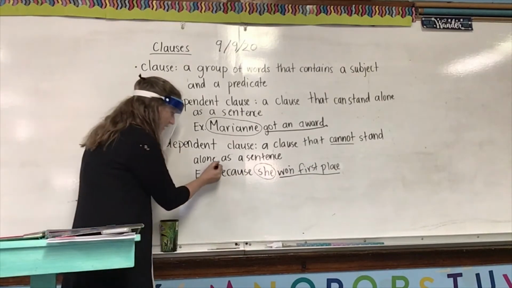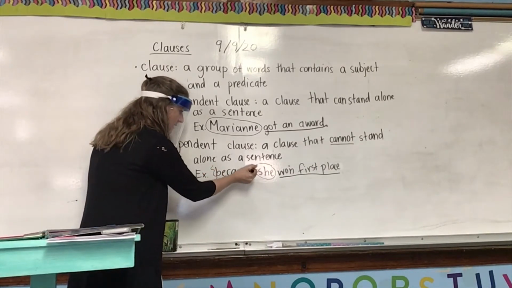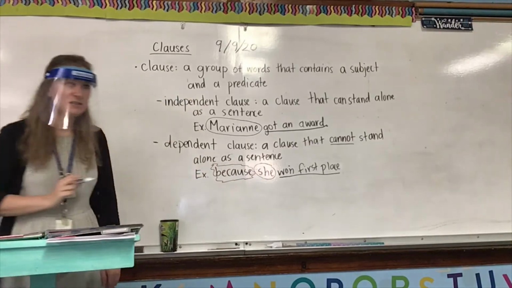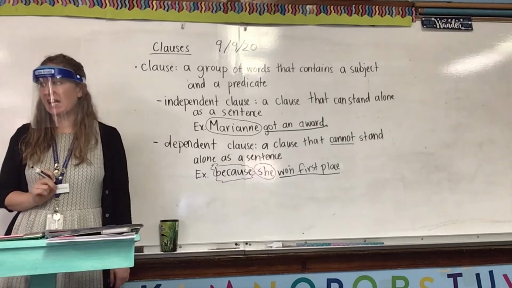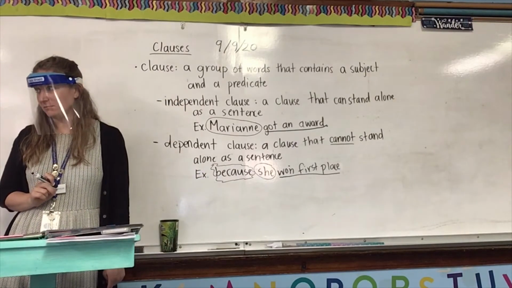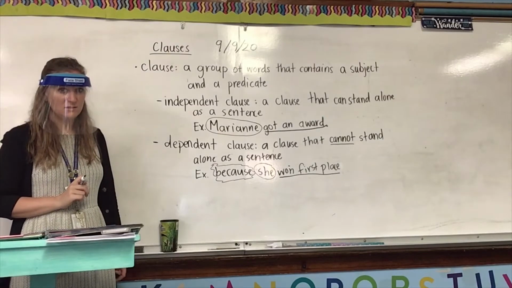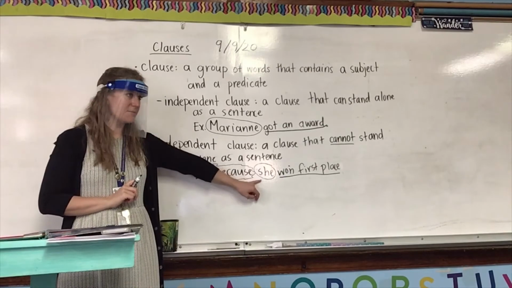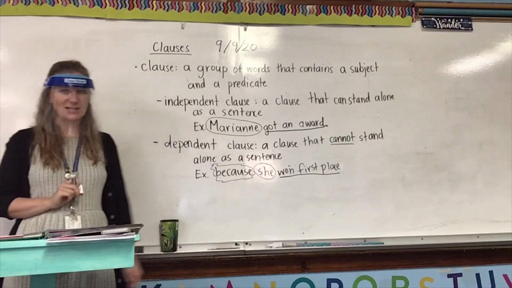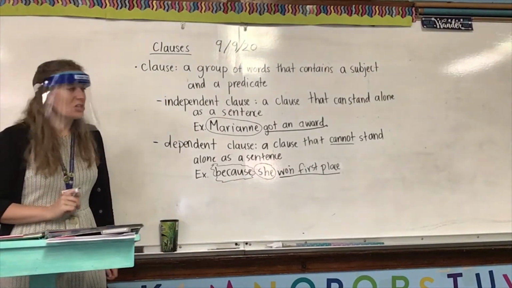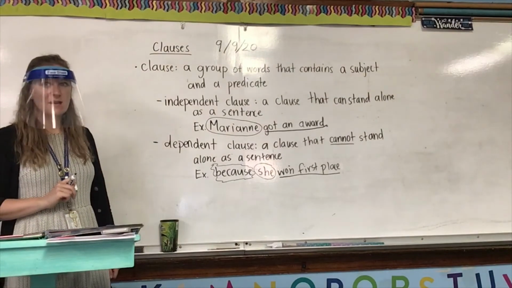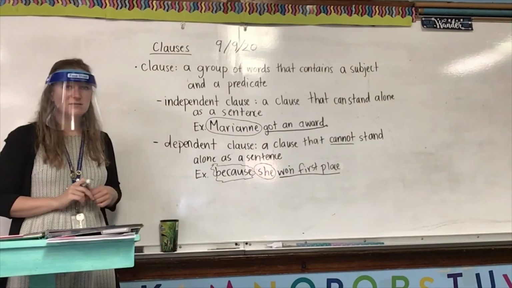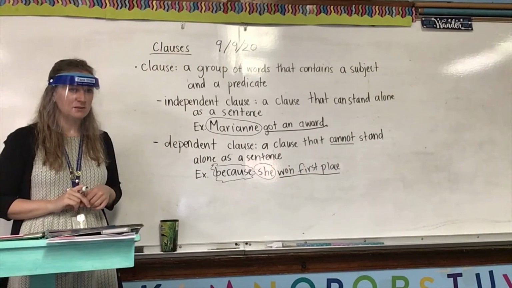But this word because means it cannot stand alone as a sentence. You want us to kind of squiggly underline that like he did? Yes. So that you know it's not circled like subjects and it's not underlined like predicates. It is just its own thing that makes this not able to stand alone.